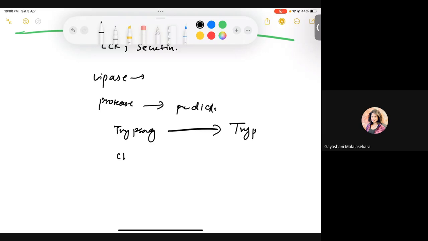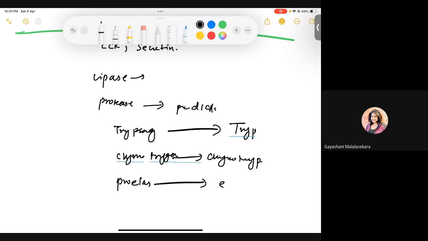We have chymotrypsinogen, which is going to be converted into chymotrypsin. We have pro-elastase, which is going to be converted into elastase. We have pro-carboxypeptidase, which is going to be converted into carboxypeptidase, right?